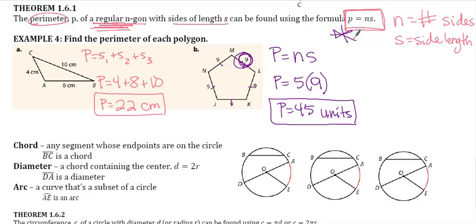Okay, next up, we're going to look at some parts of a circle. First of all, we have a chord. It's any segment whose endpoints are on the circle. So if I look here, B has an endpoint on the circle, and so does C. So BC is a chord. D is an endpoint on the circle, A is an endpoint on the circle, so B to A is a chord. So let's do this first one as chords.